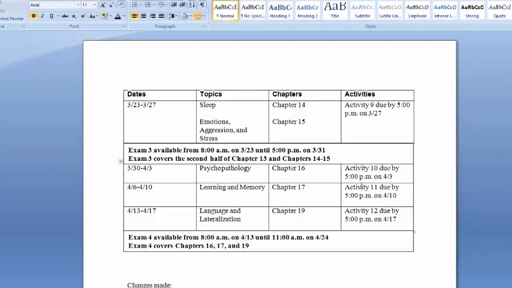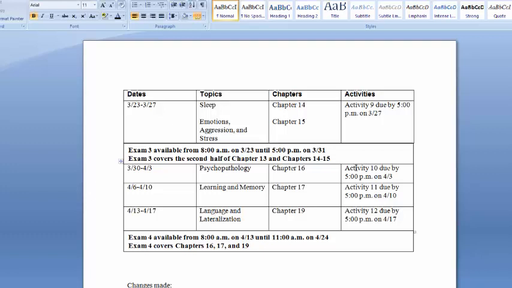We do have activity 11 that's going to be due by 5 p.m. on April 10th, so next Friday. However, remember that you do get to drop grades for activities. So if you have gotten credit for the first 10 activities, then there's no reason as far as your grade is concerned that you need to do activities 11 and 12.